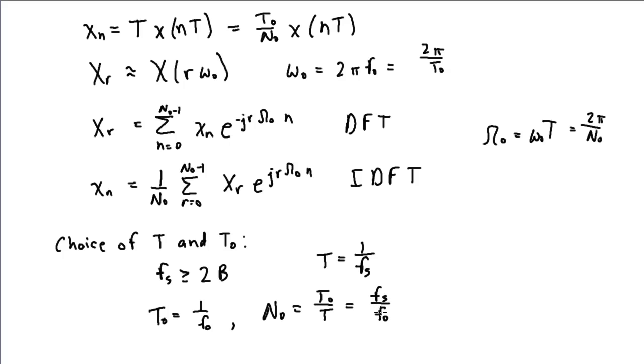In the implementation, in the efficient implementation of the DFT known as the FFT, there are advantages to letting N0 be a power of 2. So often we might adjust F0 accordingly so that N0 is a power of 2. So in the next video we'll look at some properties of the DFT, and in the third video we'll actually look at some applications. One application in particular, using the DFT to calculate the convolution of two time domain waveforms.